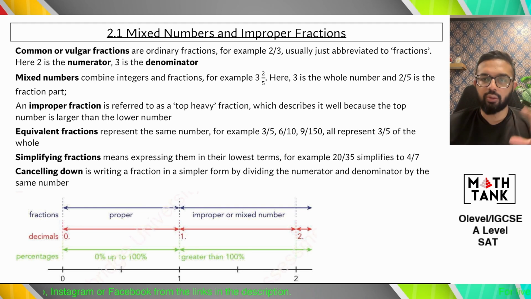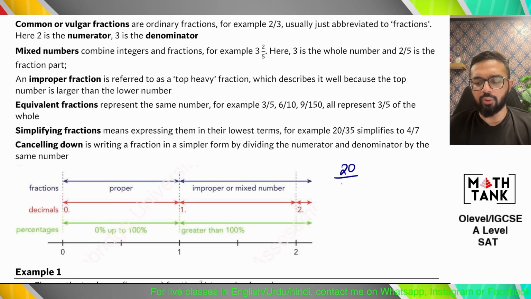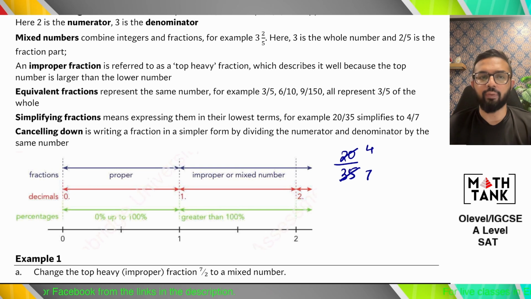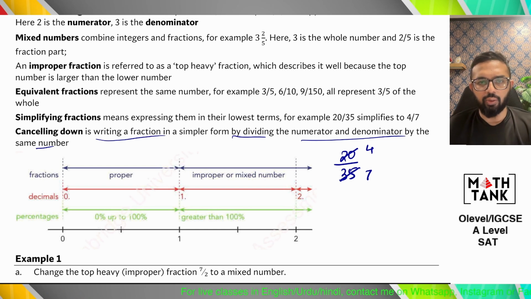Basically, reduce the numbers, you call it reducing the fraction as well. And when you're reducing the fraction, you're dividing numerators and denominators both by the same number. For example, when you want to reduce 20 over 35, 20 gets divided by 5. So 5 times 4 is 20 and 5 times 7 is 35. That is called reducing a fraction or simplifying a fraction. Cancelling down is writing a fraction in a simpler form by dividing the numerator. So they're calling it cancelling down. I call it simplifying fractions or reducing fractions.